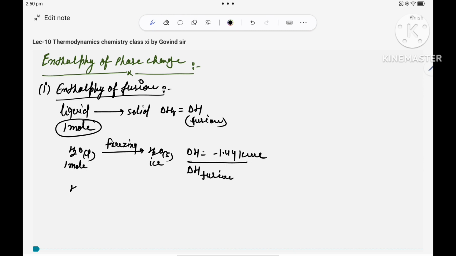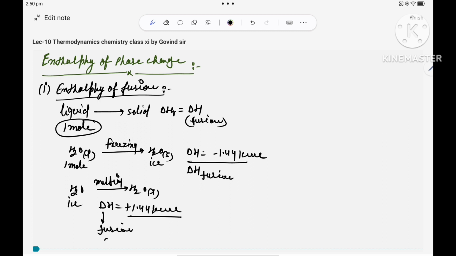Vice versa, if H2O ice is given and it is converted into H2O liquid, what is it called? Melting. So fusion covers both cases, freezing or melting. So here delta H is equal to plus 1.4 kilocalorie. It will absorb energy from the atmosphere. That is also fusion in the case of melting, and that is fusion in the case of freezing.